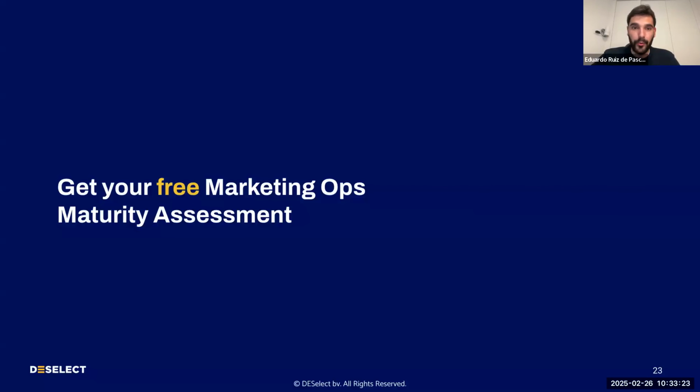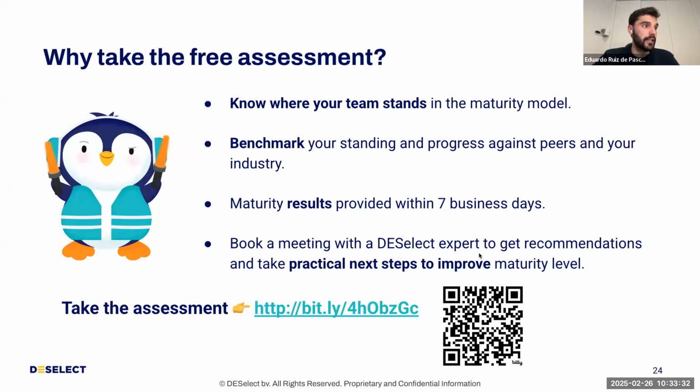Okay, awesome. Finally, we're there. We've made it. So we're going to check the free assessment, the marketing maturity assessment. So here, if you scan this QR code, or we will share the link here in the chat just so you have it, you can fill out the survey, and we will share the results in the next 7 business days. So you will get the results and where you sit compared to your industry and to other companies, right? And we will be happy to jump on a call with you and try to provide some practical next steps to improve. Again, you don't need to be a DESelect customer to do this.